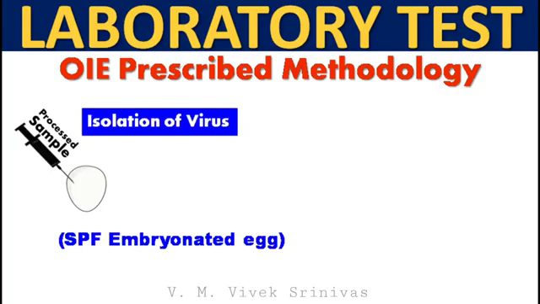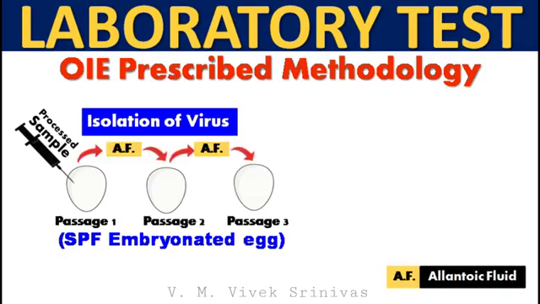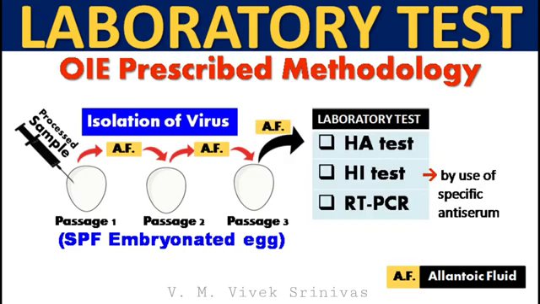First, the processed samples have to be isolated for the virus in specific pathogen-free embryonated chicken eggs. Following isolation through 2 to 3 blind passages, the allantoic fluids are tested for the virus by hemagglutination, hemagglutination inhibition using Newcastle disease virus-specific antiserum, and further confirmation by reverse transcriptase PCR and DNA sequencing.